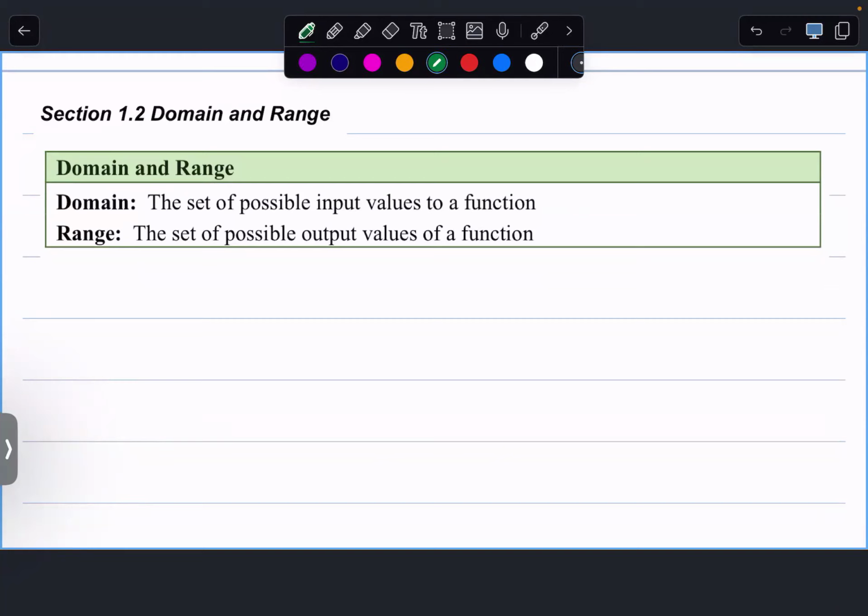So domain and range might sound familiar, right? The domain is the set of possible input values, so the possible values of x. And then the range is the set of possible output values, which is going to be your y or f of x. There are some rules that we need to keep track of. We already talked about them last day, just briefly.